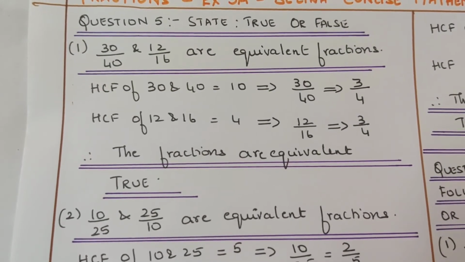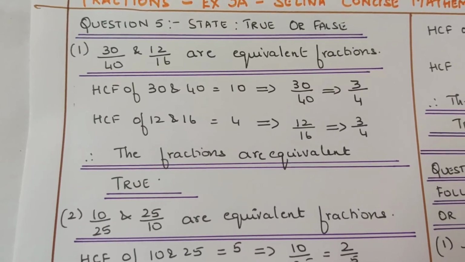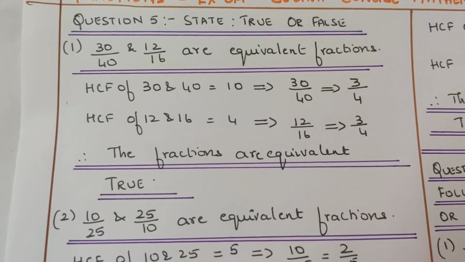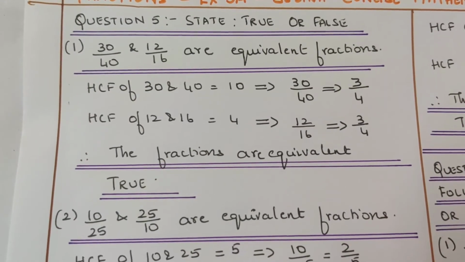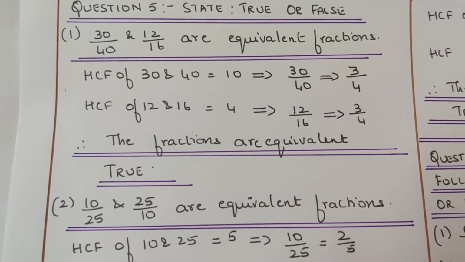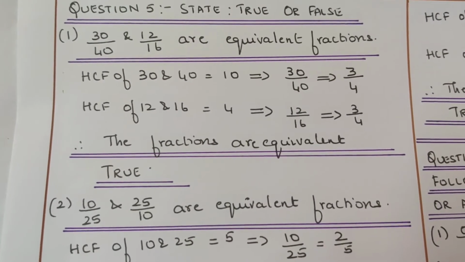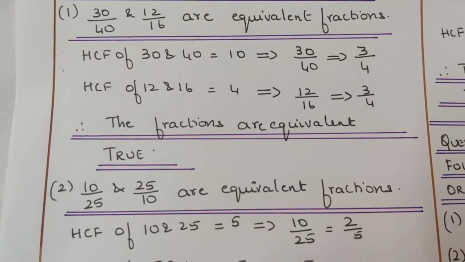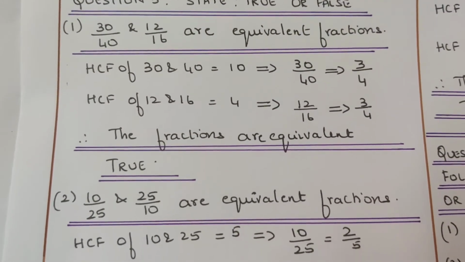So you divide 30 by 10 and 40 by 10, and you get 3 by 4. What's the HCF of 12 by 16? It is 4. So you divide the numerator and the denominator by 4, and you get 3 by 4. The fractions now are 3 by 4 in the lowest term, and these are equal or equivalent fractions. Therefore, the first statement is true.